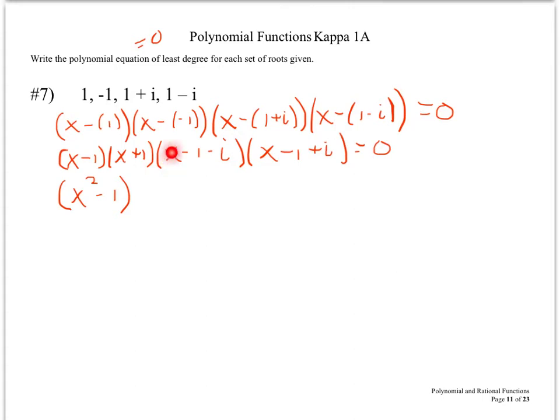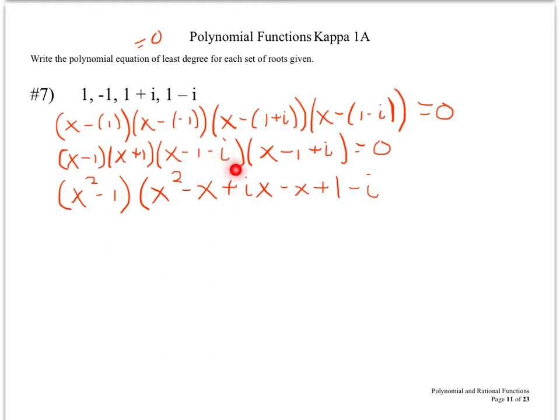I'm going to take the x and multiply it times each of these terms, then the 1 times each of these, that's the minus 1, times each of these terms, then the minus i times each of these terms. Here's what we get. We get x squared minus x plus ix. That's multiplying the x times each of these terms. Multiplying the negative 1 times each of these, we get the following. Negative x plus 1 negative i.